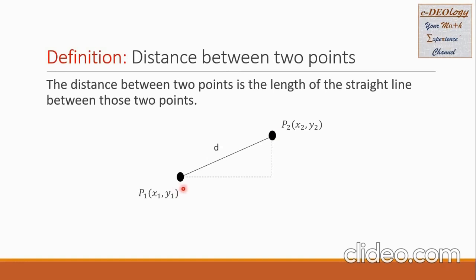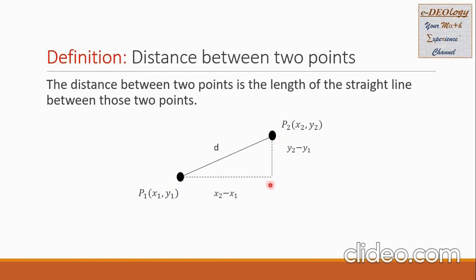Let us draw a horizontal line segment that will pass through P sub 1, and it's here. Also, let us drop a vertical line segment that will pass through P sub 2. By doing this, we will form a right triangle here. Let us name the sides of this right triangle.